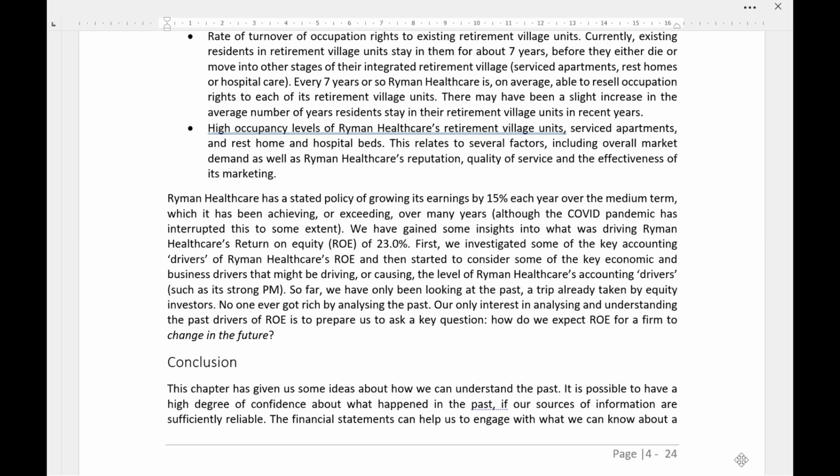So far, we've only been looking at the past, a trip already taken by equity investors. No one ever got rich by analysing the past. Our only interest in analysing and understanding the past drivers of return on equity is to prepare us to ask a key question. How do we expect return on equity for a firm to change in the future?